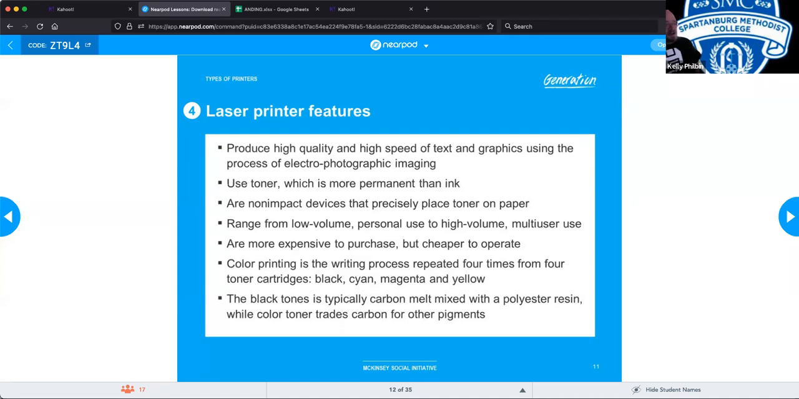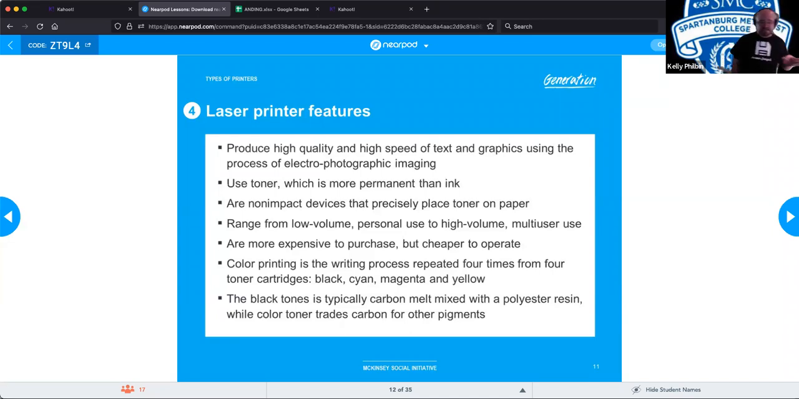Laser printers are non-impact devices that precisely place toner on the page, and they range from low volume personal use to extreme high volume multi-user. Some of these things can get extremely elaborate where they can even laminate and bind entire books in one shot, a single printer. You can go from a couple hundred dollars up to tens of thousands of dollars for a single printer just in the laser printer family.